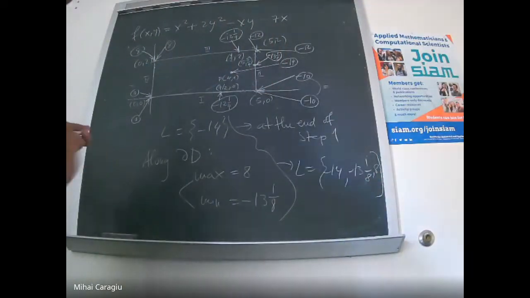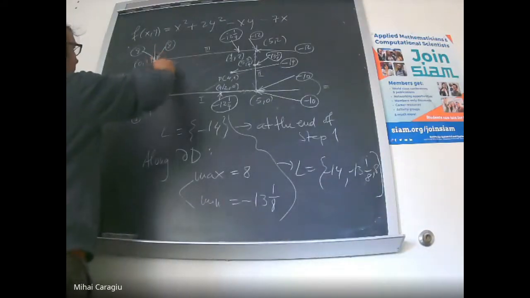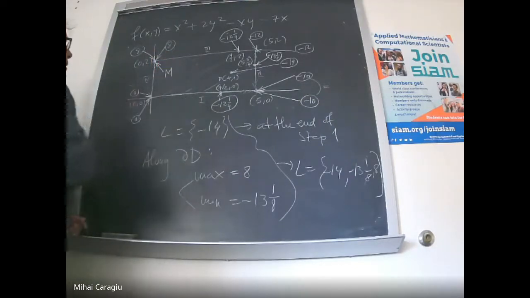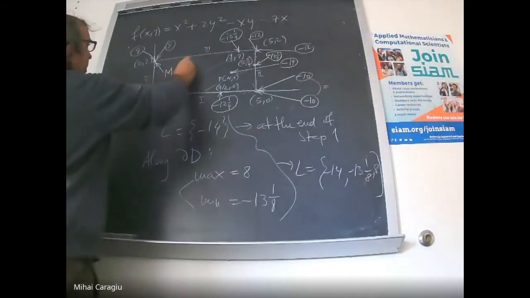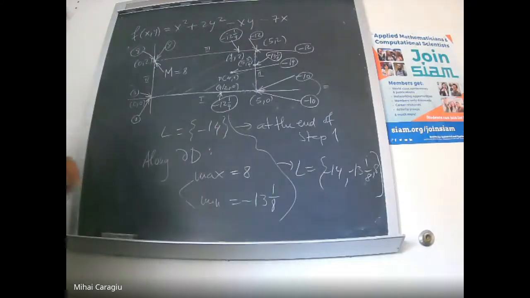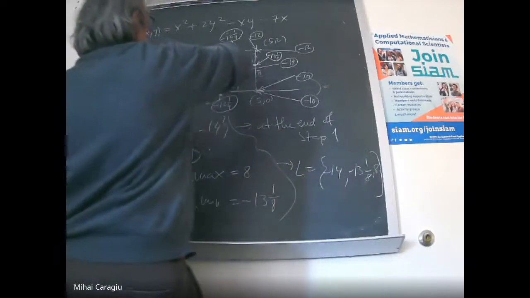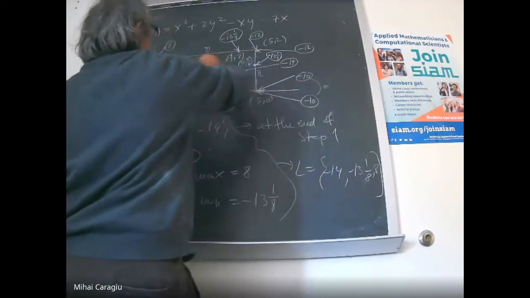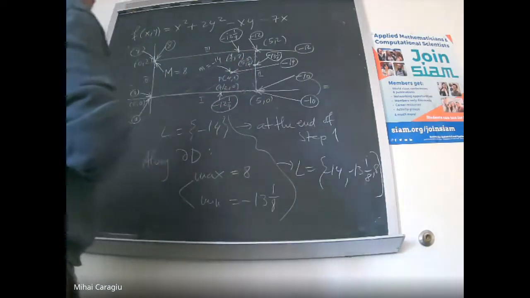So now let's answer the question. What's the absolute maximum value of the function on that compact domain D? Absolute maximum value is 8, and let's call it M. Absolute maximum value is 8 attained at the point (0, 2). Absolute minimum value is minus 14. So here, small m, the absolute minimum, equals minus 14 attained at the point (4, 1).